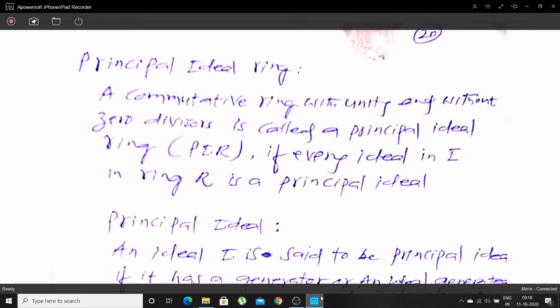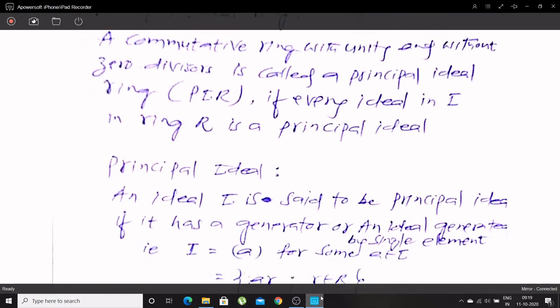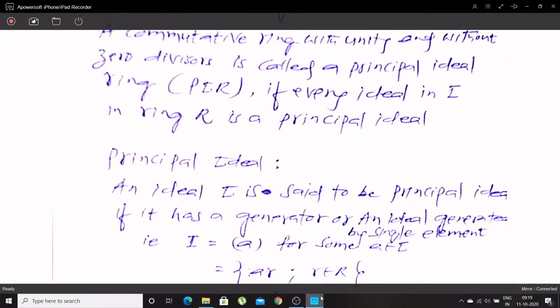To define the word principal ideal ring, take a commutative ring with unity and without zero divisors. A commutative ring with unity and without zero divisors, that means clearly an integral domain, is said to be a principal ideal ring if every ideal in the ring R is a principal ideal. Now the question arises, what is the meaning of principal ideal? An ideal is said to be a principal ideal if it has a generator.